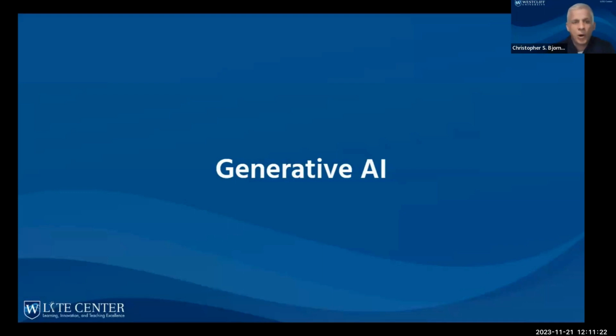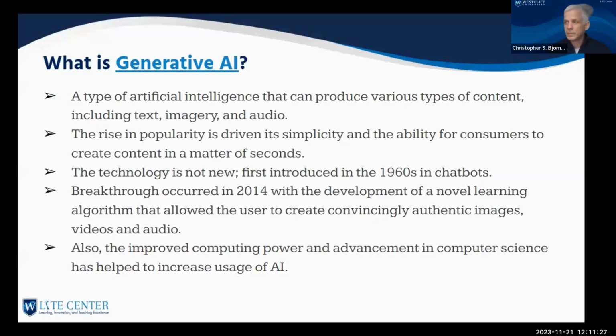Okay, so now we'll narrow our discussion a little bit to talk about generative AI. Generative AI is a type of artificial intelligence that can produce various types of content, including text, imagery, and audio. The rise in its popularity is driven by simplicity and the ability for consumers to create content in a matter of seconds. Over the last few years, it has really become popular with all of us, where we can log into computers, go into ChatGPT, and just type in and create content on our own. And that's really kind of pushed this whole thing forward.